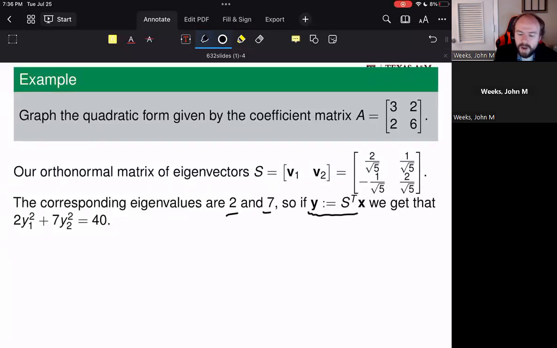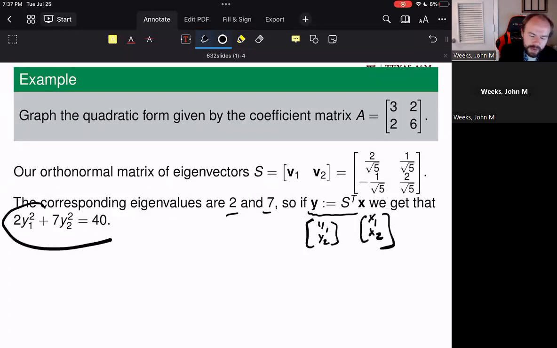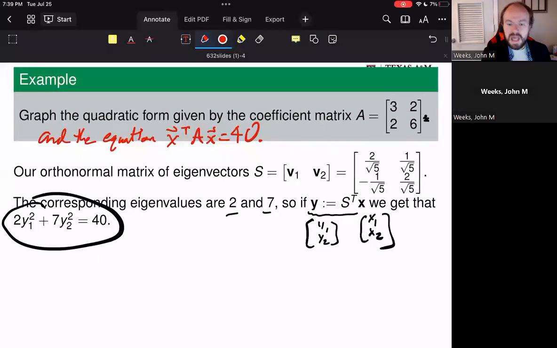So if we set y equal to S transpose of X, so this one is y1 and y2, for X, of course, x1 and x2, then we get this equation, 2y1 squared plus 7y2 squared equals 40. Now the question is, where did 40 come from? And the answer is that I forgot it. I had to pause and write something extra on the slide.